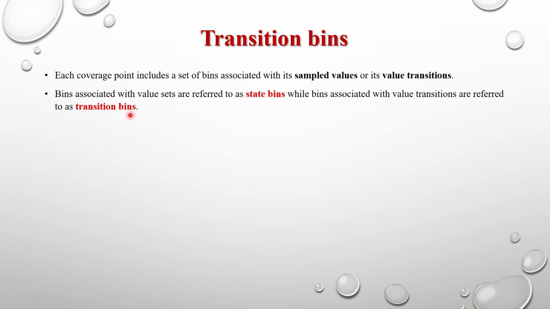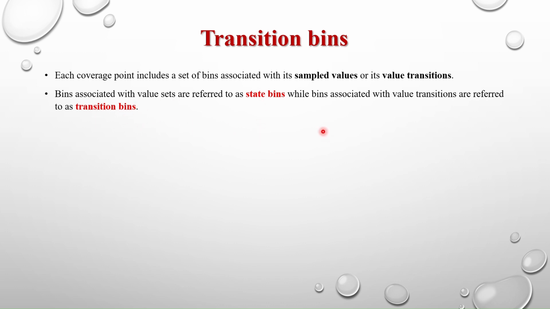So what are state and transition bins? State bins are used to track the individual values of a variable. They count how often a variable takes a specific value, that is, how many times the specific value has occurred for the variable. Transition bins are used to track how a variable changes from one value to another value. They will not count the individual value of a variable. They count the specific sequences of value changes.